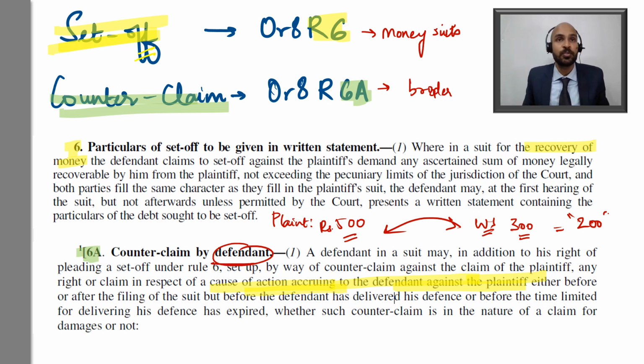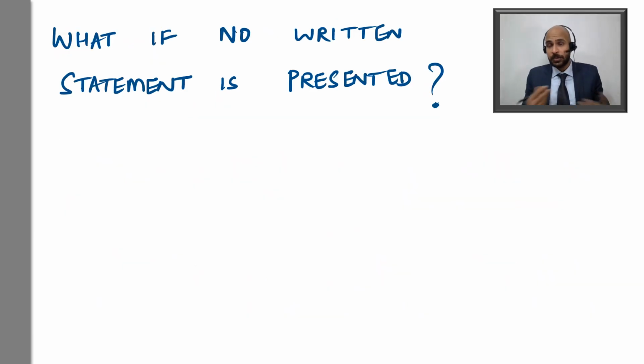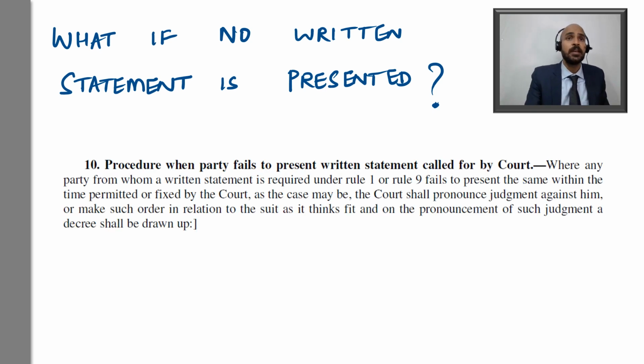So it's important for you to know set off and counterclaim in addition to the defense that you have in the written statement. Of course, even the counterclaim and the set off are to be included in the written statement. So we'd seen that once a plaint has been submitted, the defendant is called upon by means of the summons to present the written statement in the proper format within a certain period. But what if the written statement is not duly presented? What happens? The effect of that can be seen in Order 8, Rule 10.